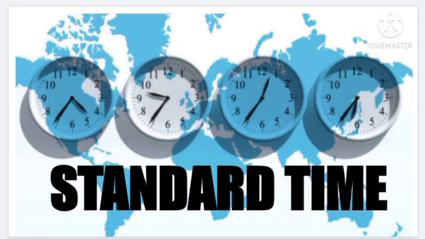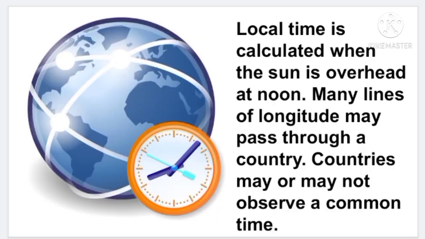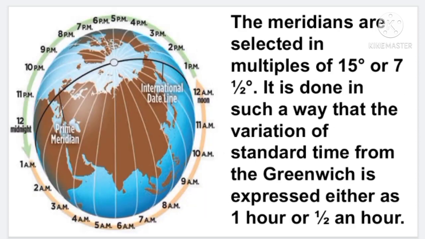Now let's see what is meant by standard time. Local time is calculated when the sun is overhead at noon. Many lines of longitude may pass through a country. Countries may or may not observe a common time. The meridians are selected in multiples of 15 degree or 7.5 degree. It is done in such a way that the variation of standard time from Greenwich is expressed as 1 hour or half an hour.